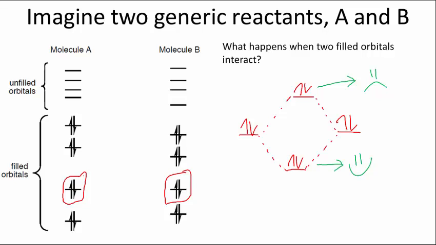Okay? And so in this case, the happiness and the sadness cancel out. There's no net benefit to this interaction. So, the general statement we can make is interactions between 2 filled orbitals really are not helpful. All right? There's no net stabilization.